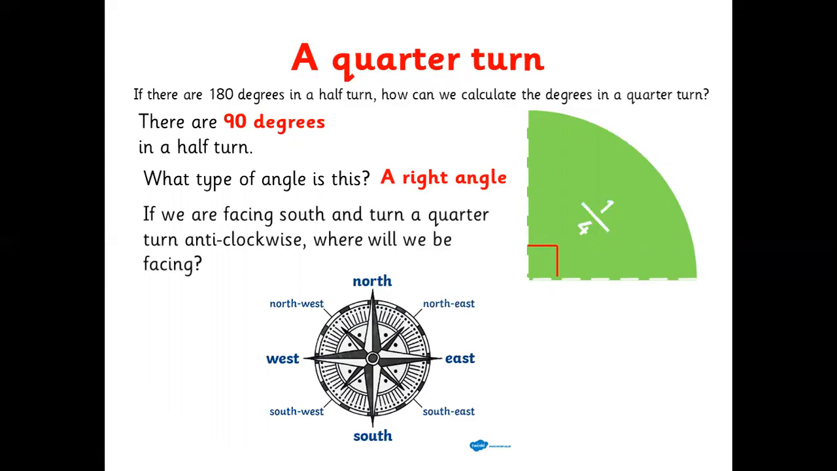Okay, if we're facing south and we turn a quarter turn anti-clockwise, where will we be facing? So remember what I said about clockwise and anti-clockwise? Anti-clockwise, you're going the opposite way that the hands on a clock would turn. There you go. We would be facing east.